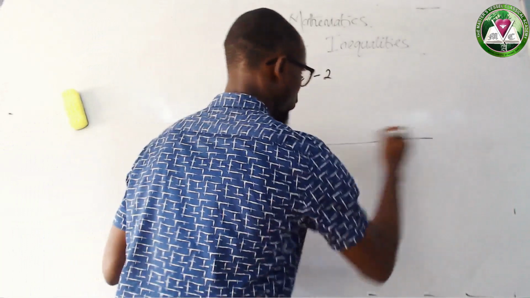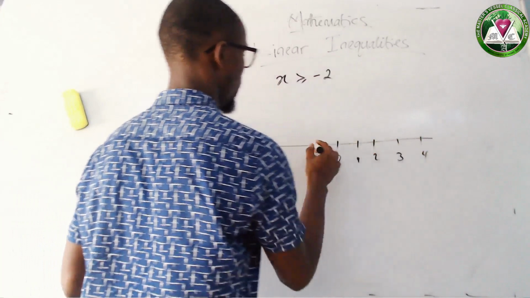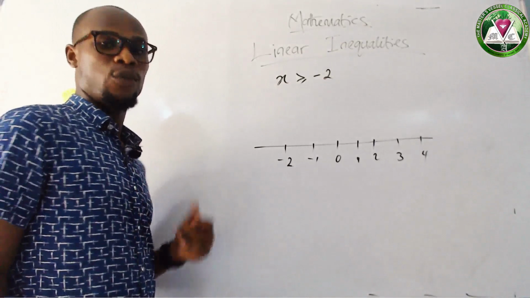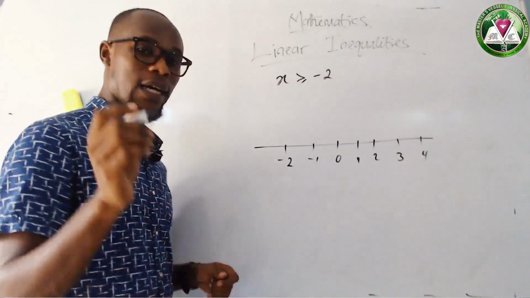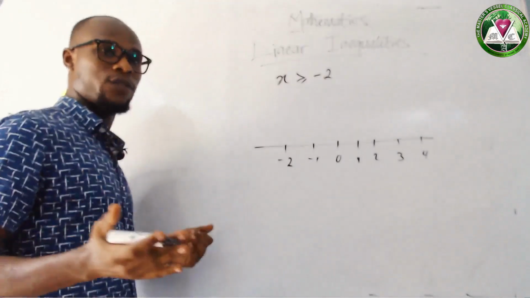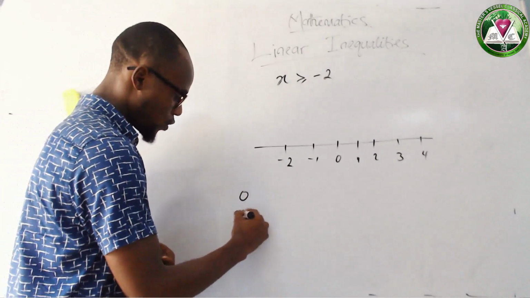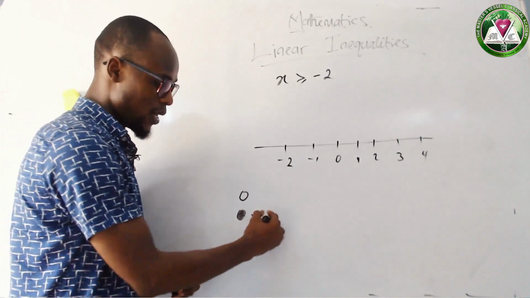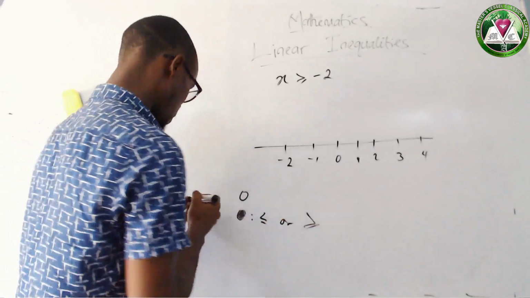We draw our number line and sketch -2. We take note of the endpoint, which here is -2, and we use a circle to demonstrate the endpoint. We have two types of circle we draw in this case: the open circle and the closed circle. The closed circle is used when you have less than or equal to or greater than or equal to.